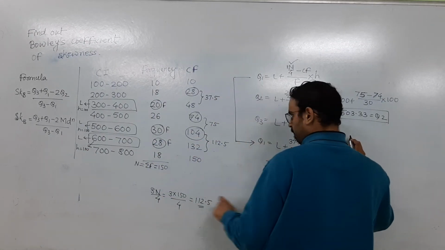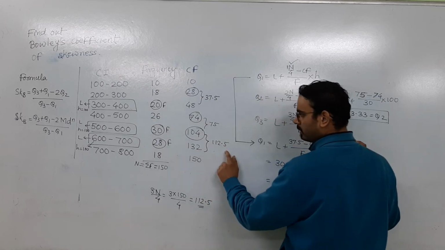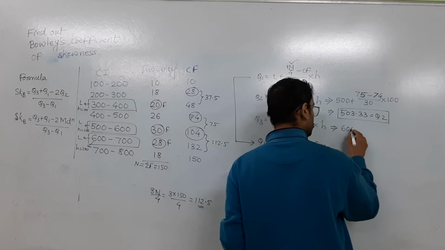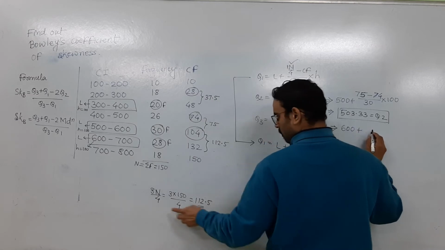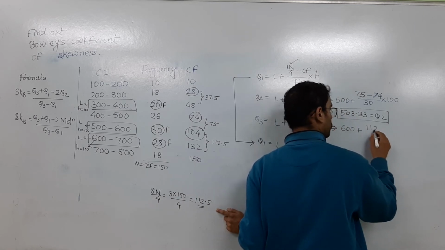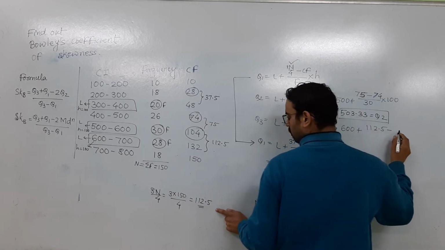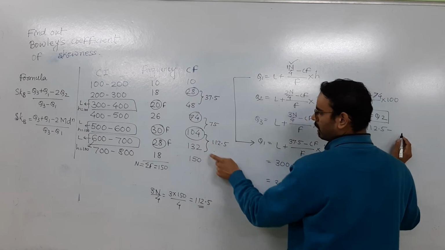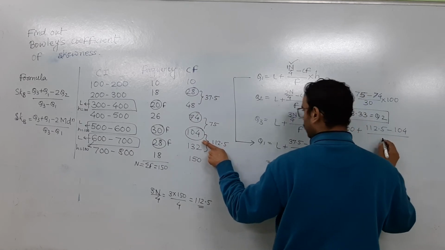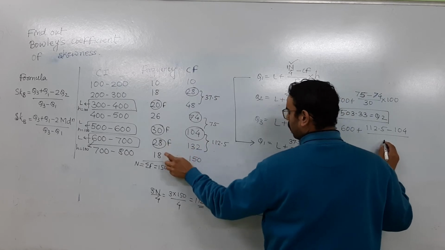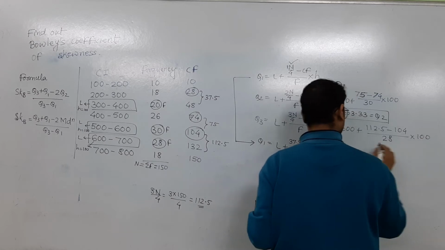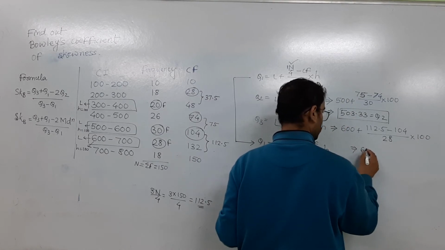So for Q3 we have located here. That is the frequency. That is the L value, that is 600. 600 plus, what is the value of 3n by 4? That is 112.5 minus CF. CF is just the before value, that is 104, divided by the frequency, which is 28, into 100. Just calculate it and get the answer.